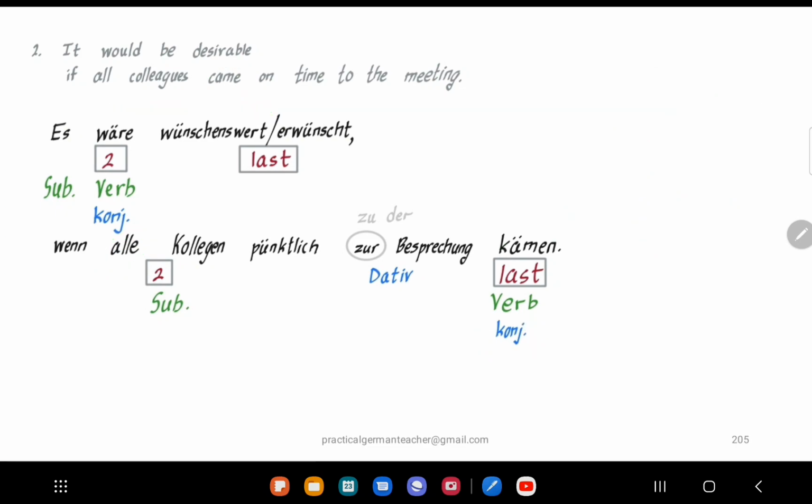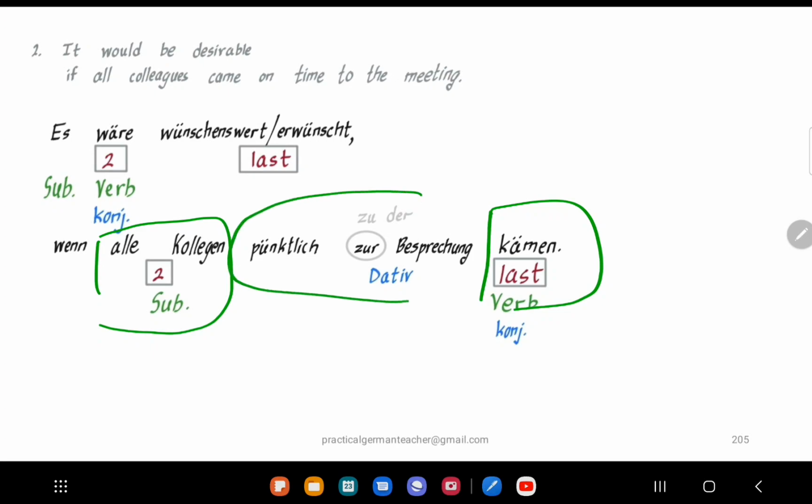But what you have to notice is that after wenn, the subject is at the first position, the verb is at the last position, and everything in between comes over here. So zu der Besprechung, dative. You can also say zu dem Meeting, zum Meeting, pünktlich, on time. Okay.